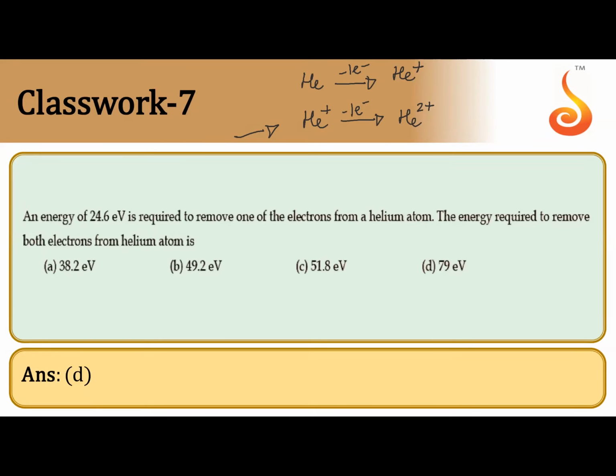And here, the first step value they have already given: the energy will be 24.6. Energy required to remove an electron will be positive, so that's 24.6 electron volt. Now, as it's in electron volt, we can use this constant. Energy will be equal to the last formula, children, minus 13.6 Z square by n square.